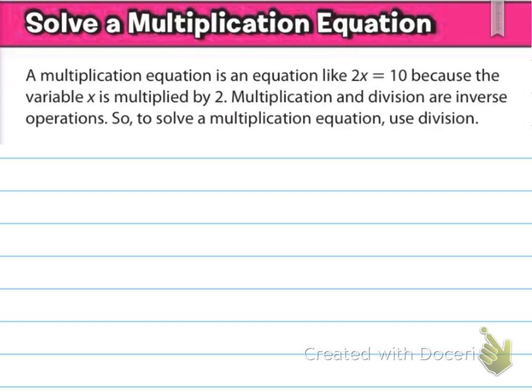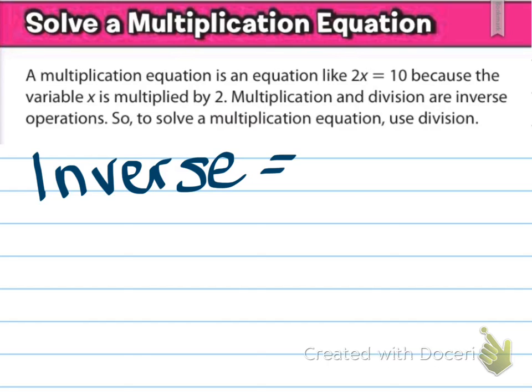So it says solve a multiplication equation. A multiplication equation is an equation just like 2x equals 10 because the variable x is multiplied by 2. Multiplication and division are inverse operations. So to solve a multiplication equation, we use division. Remember, to solve equations, we need to use the inverse operation. The inverse means opposite. So if you haven't written that down in a while, let's write down inverse equals opposite.